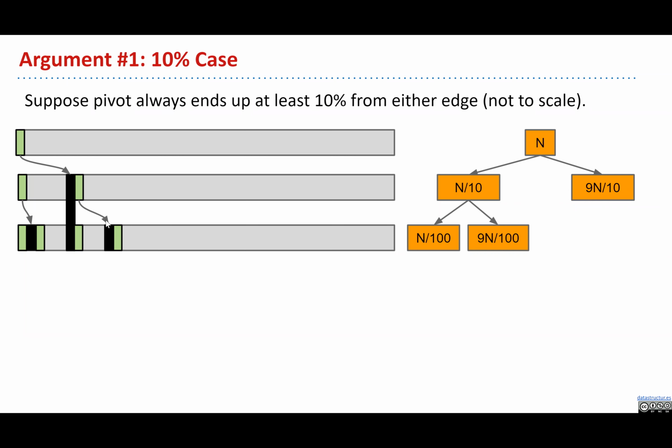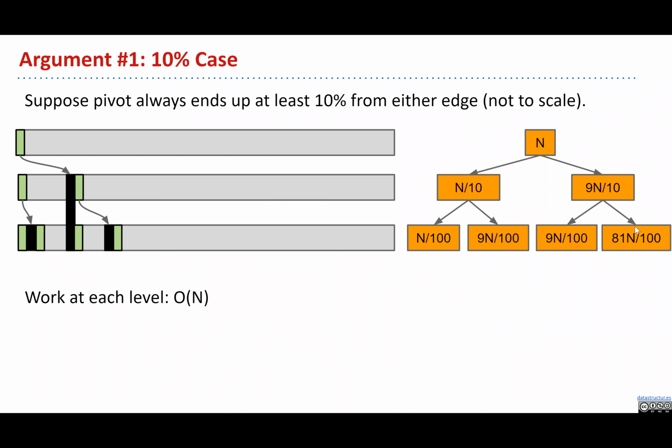So how big is this, basically? This one's n over 100. This is 9n over 100. How big will this be? 9n over 100. And then this one will be 81 over 100 n, right? So those are my four subproblems.